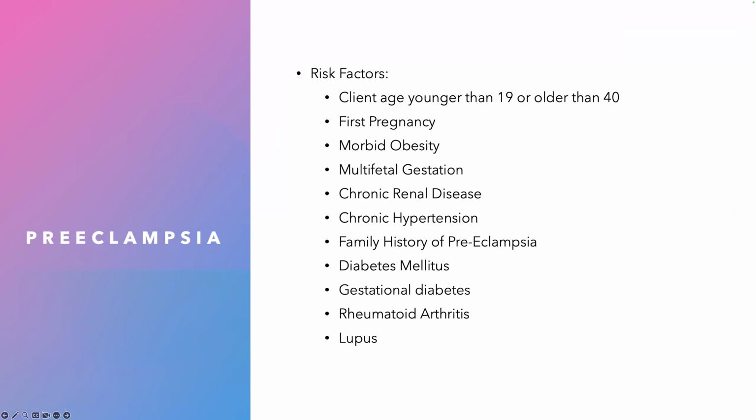So what are our risk factors for preeclampsia? Someone younger than 19 or older than 40, if this is their first pregnancy, if they're morbidly obese, if they have multiples, if they have chronic renal disease because we know their kidneys do not work well already, if they have chronic hypertension because they already have blood pressure issues, and somebody can have hypertension prior to pregnancy and it can progress to preeclampsia. Family history of preeclampsia, diabetes, gestational diabetes, rheumatoid arthritis, and lupus, because those people are also at increased risk for preeclampsia.